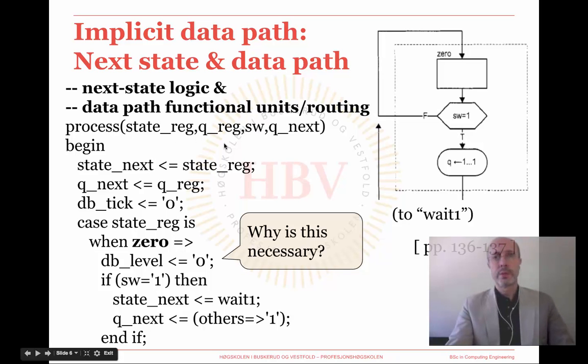Before moving on to state wait 1, please notice that the next state and data path process sensitivity list comprises 4 types of signals: the state register signals, that's the current state, the current value of the outputs of the counter, the switch input, and the next value of the counter.